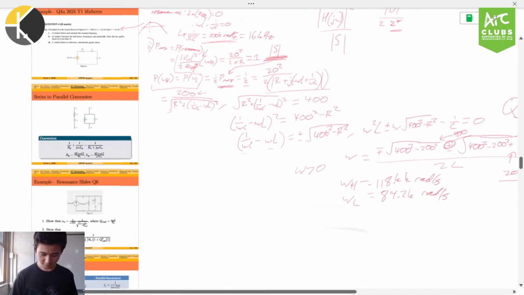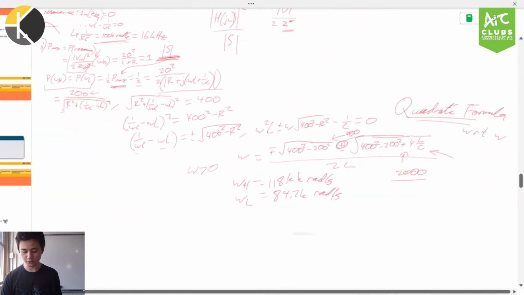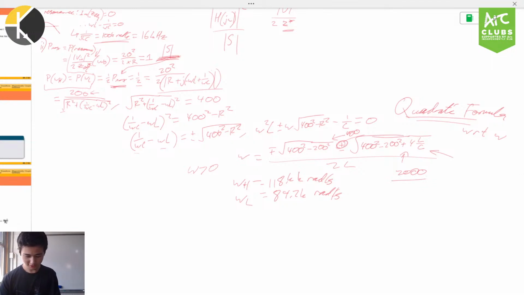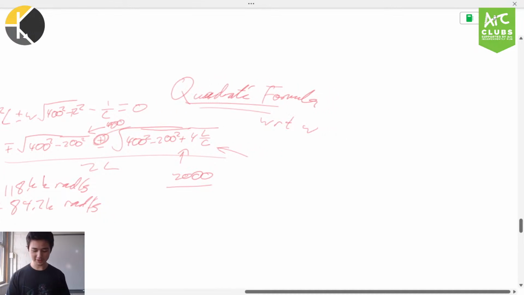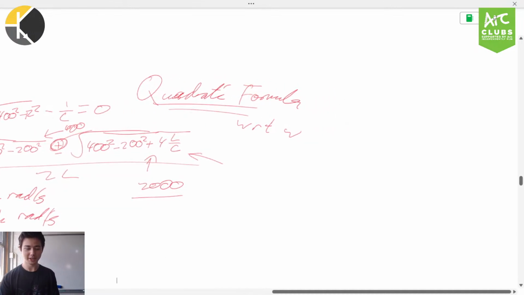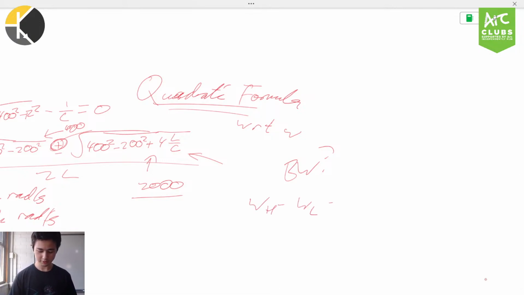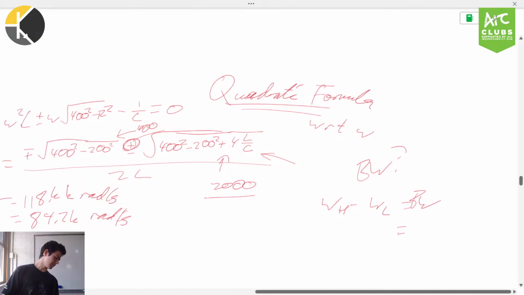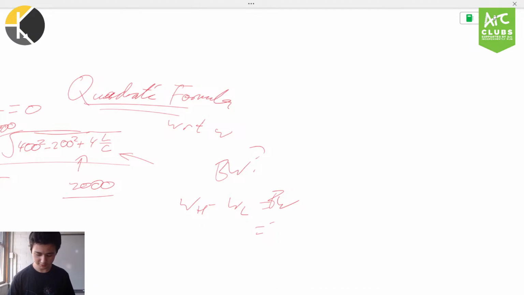Now, that is fantastic. We now need to determine bandwidth. So, we can kind of see that my writing size has exponentially increased. Let's dial it back a little bit. So bandwidth. How do we calculate bandwidth? Omega higher minus omega lower equals our bandwidth. So using that calculation, we can very confidently say something like, let me double check my notes, 34.6K radians per second.